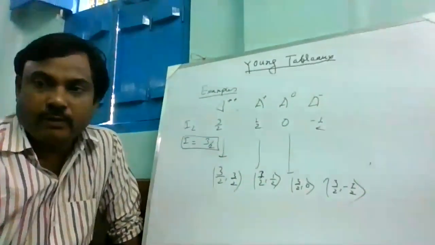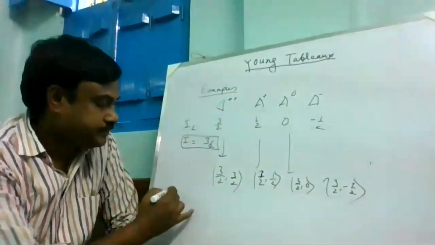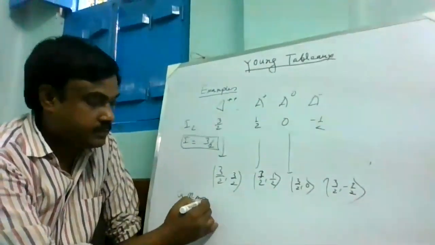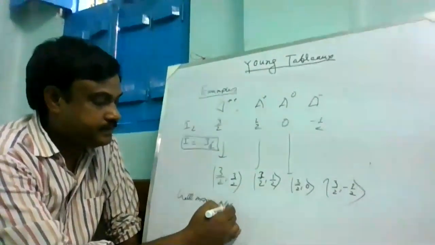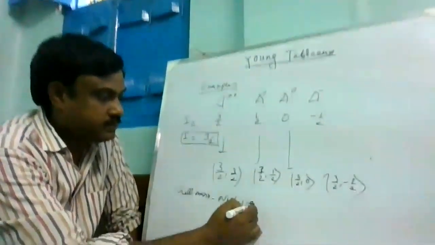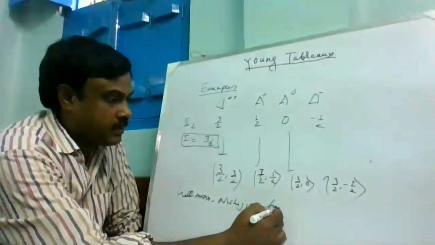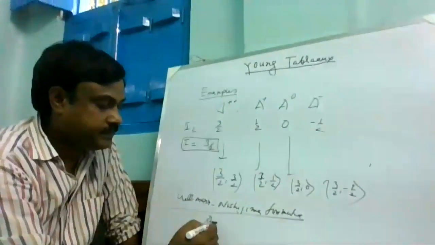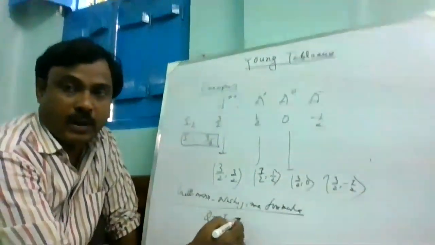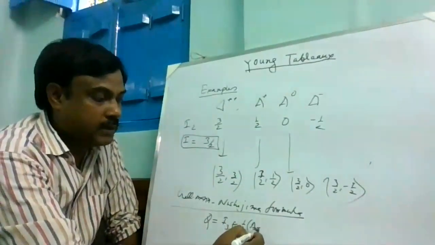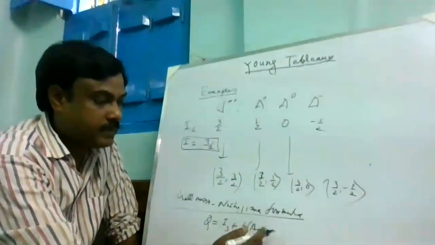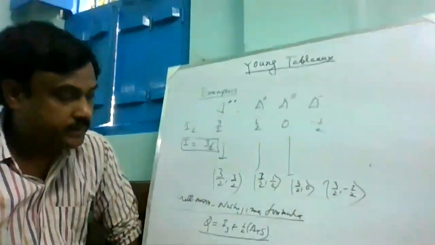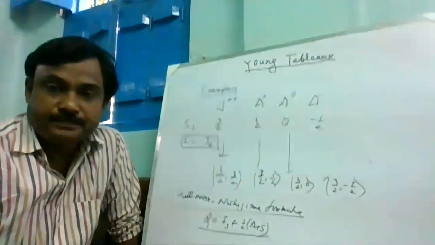Now there is an important formula called the Gell-Mann-Nishijima formula. The total charge will be equal to I3 plus half of (A plus S), where A is the baryon number and S is the strangeness number.